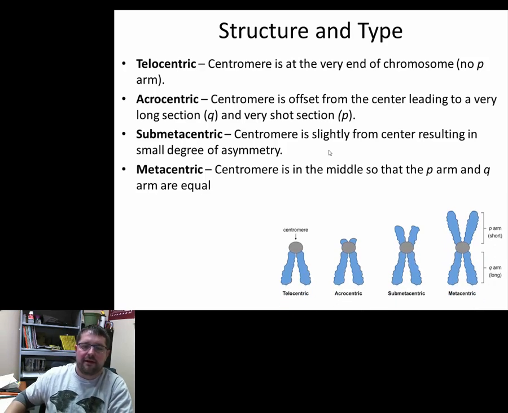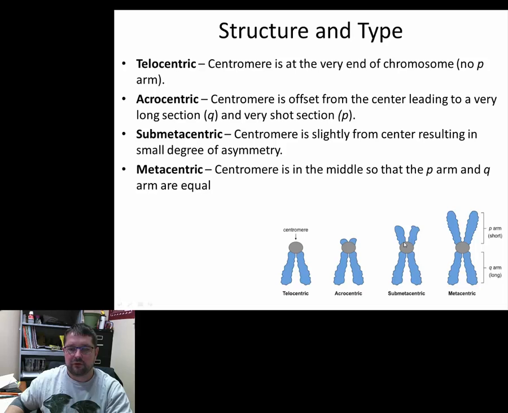So what does this look like? So here's an example. That's the centromere. Remember, centromere is what's holding the sister chromatids together. And so that centromere is there. Telocentric means that there is no P arm.